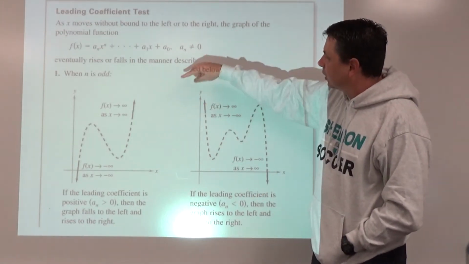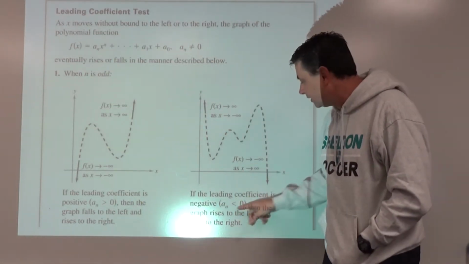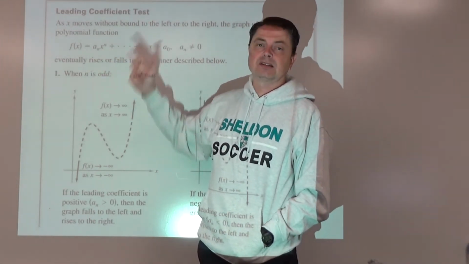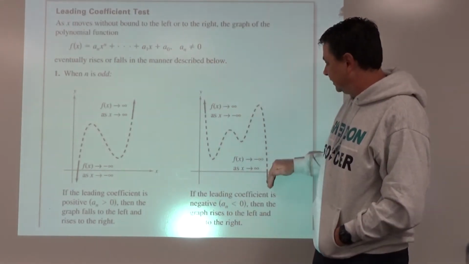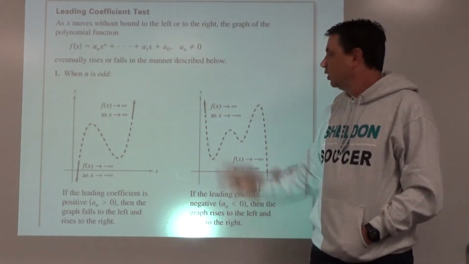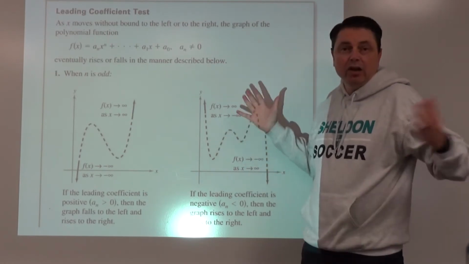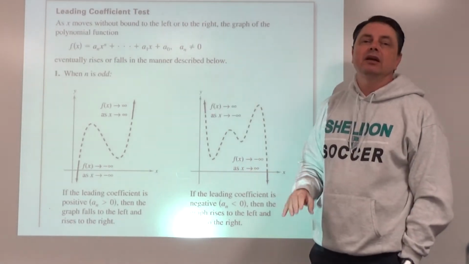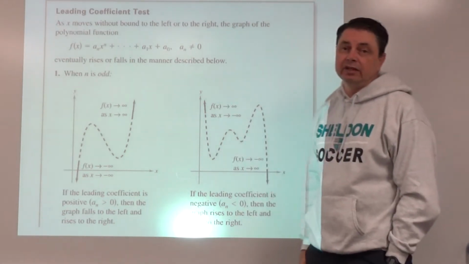Same thing if our n is odd, so let's say it's x to the 9th, something like that. If the leading coefficient is negative, so let's say it says negative 2x to the 9th, it's going to reflect, and it's going to start high and end low, or rises to the left and falls to the right. We're not sure at this point what's happening in the middle, so that's why they're kind of showing this dotted. We don't know, but we do know the end behavior, what's happening at the edges as x approaches negative infinity, as x approaches positive infinity.